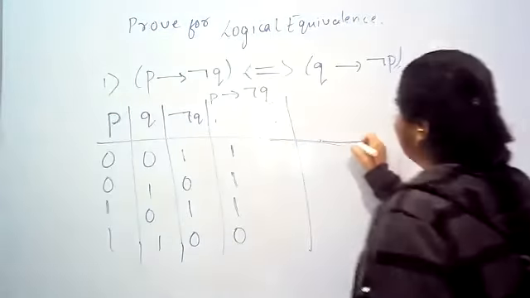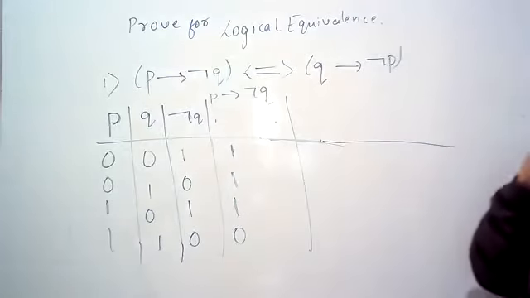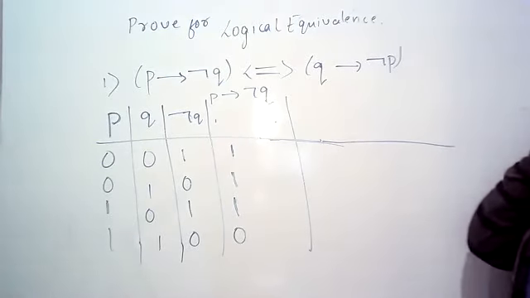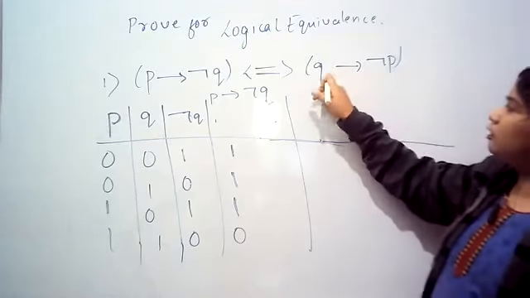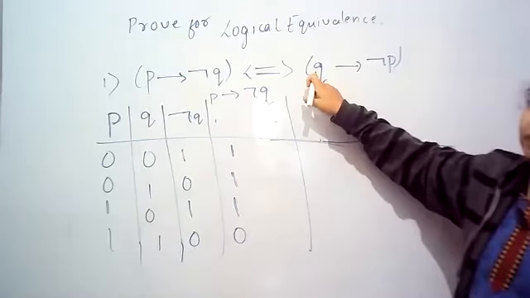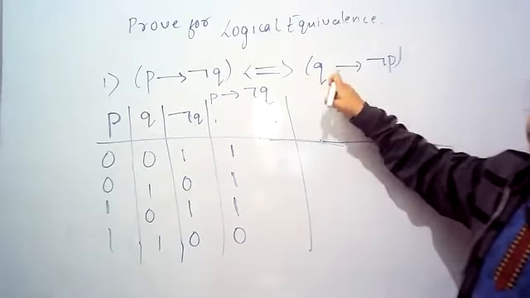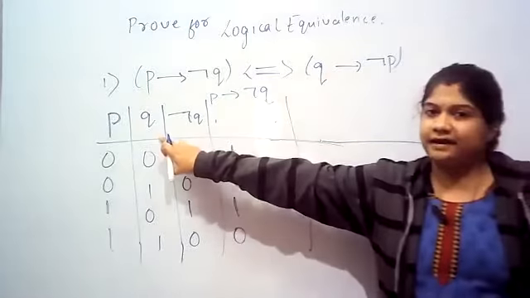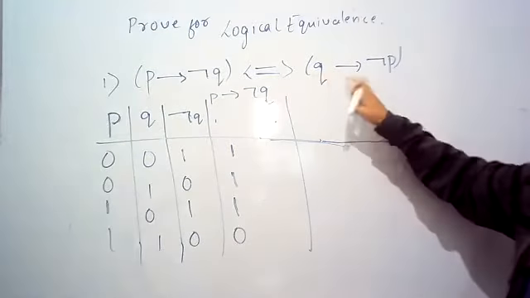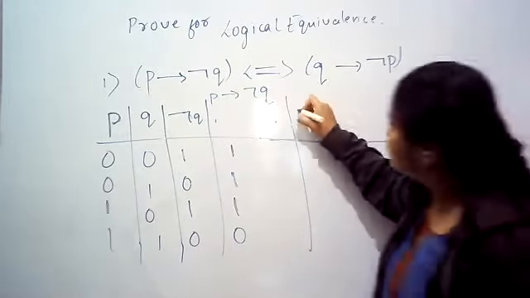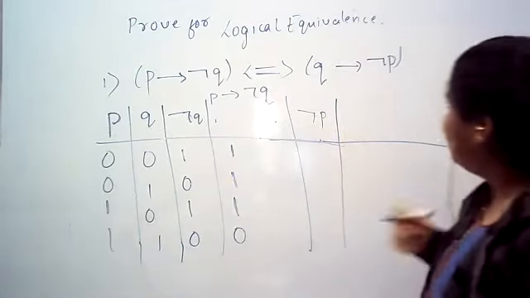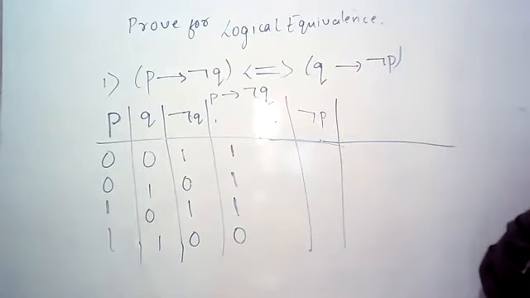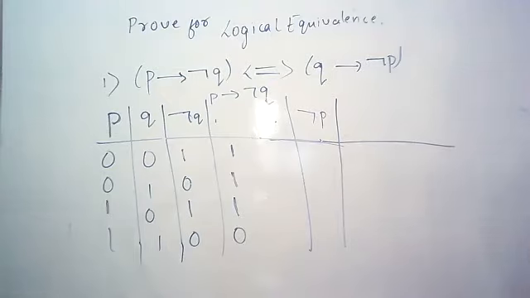Next, we have completed what? We have completed the LHS part. Now, we need to complete what? RHS. No doubt, what is there in the RHS? Q. Q condition. Where is Q? No doubt Q is directly present here. Condition of what they have given? Negation P. Q condition of negation P.